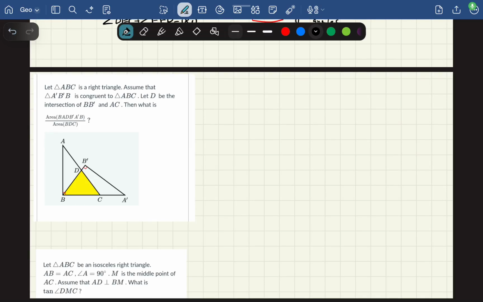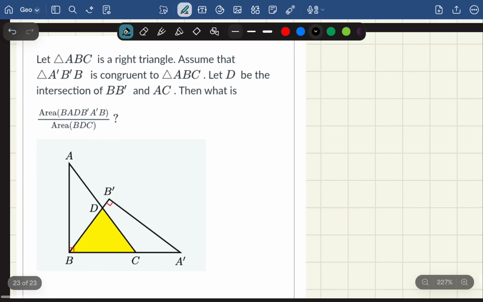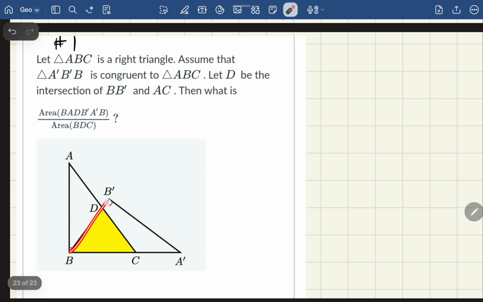Today we will be solving this trio of questions, beginning with number 1. So we have a right triangle. Assume that these two triangles are congruent. Let D be the intersection. We want to find the area of this union over this area.